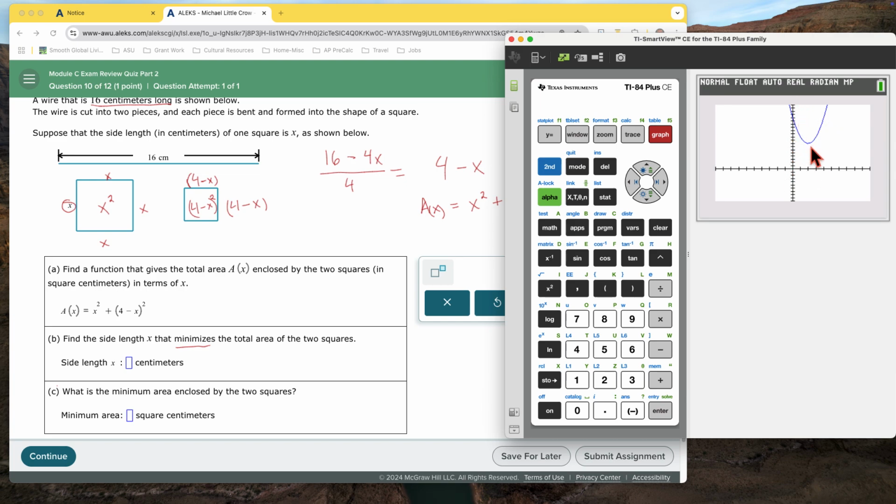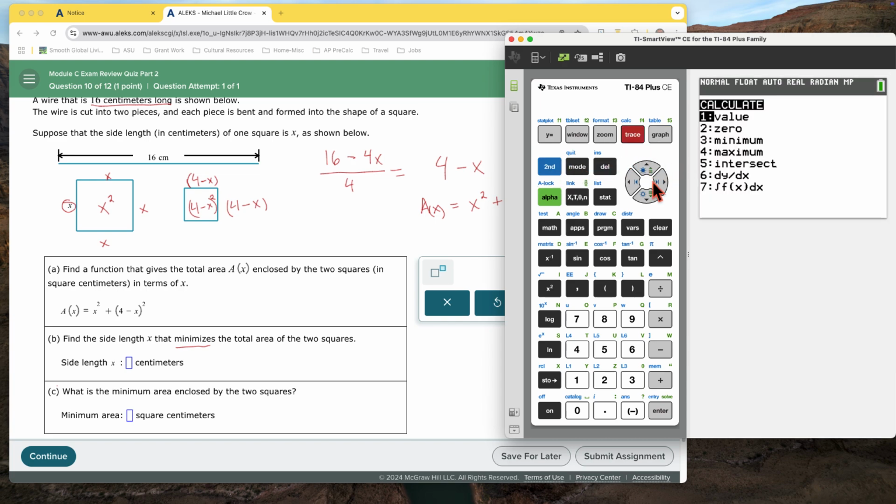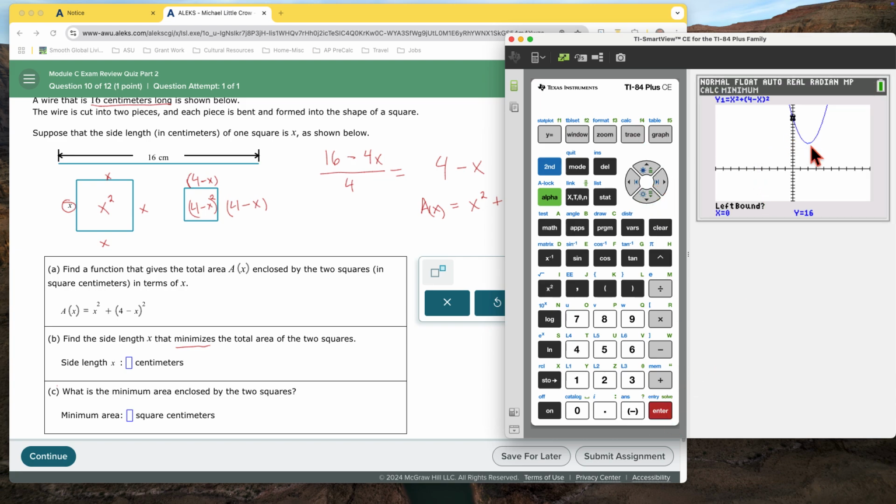I need to find what that vertex is, because the x-coordinate of that vertex will give us the side length we should use. You can see it looks like about 2, but I don't know if it's going to be exact or not. But let's do it. Second, calc, minimum. Minimum is the vertex here.